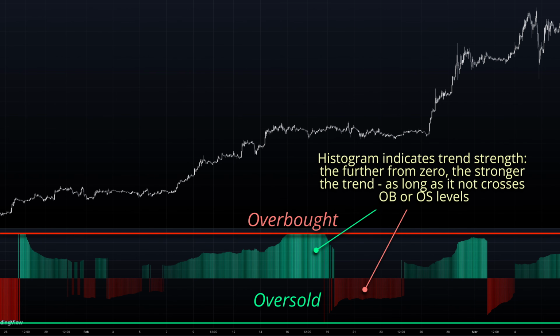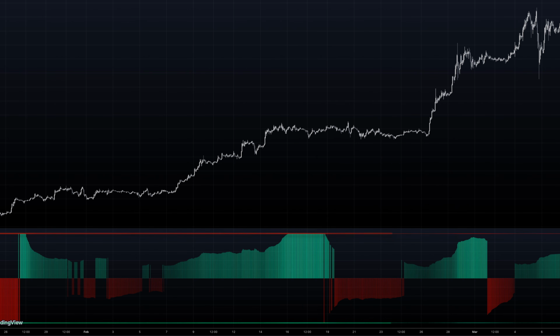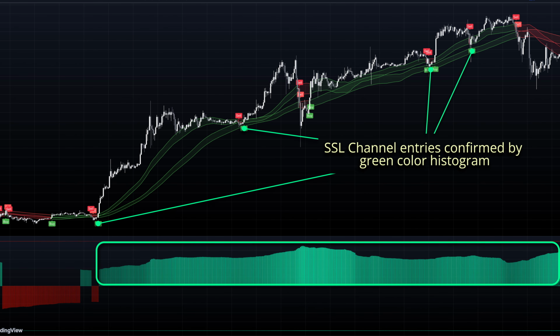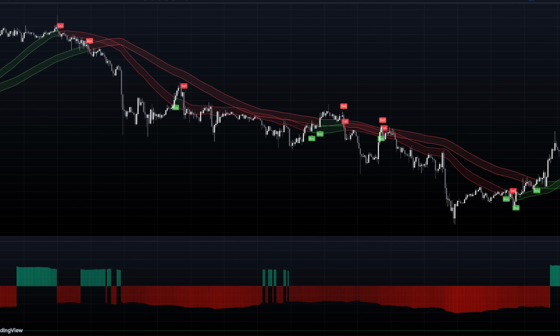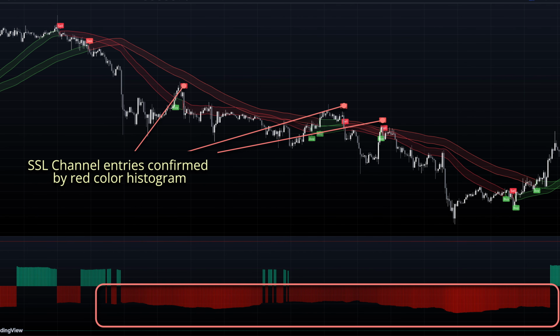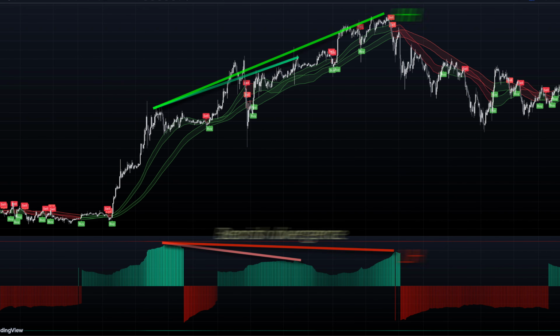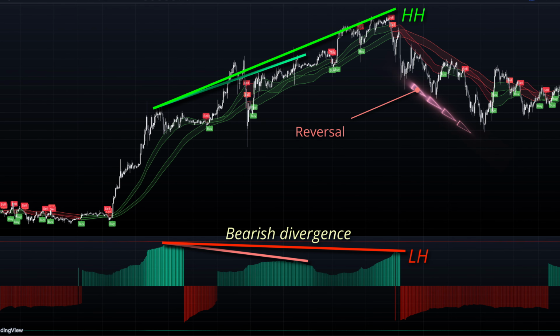As long as the price isn't in the -1 or 1 regions, use it as a long trade entry confirmation when it's green and short when it's red. The indicator also excels at spotting divergences.